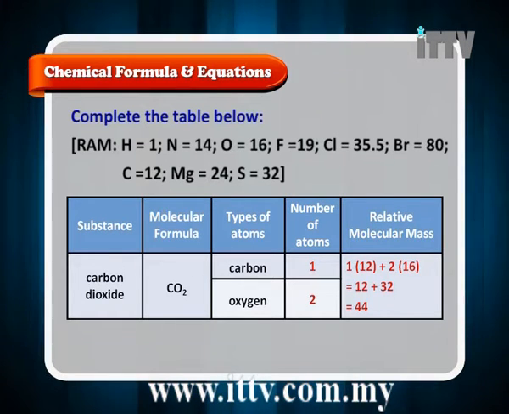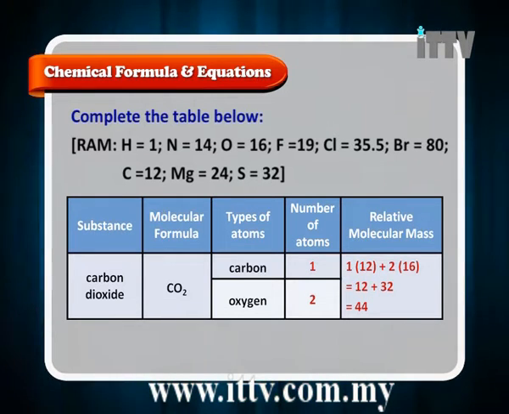Carbon dioxide. You have 1 carbon, which is 12. 1 times 12. You have 2 oxygen, so 2 times 16. Add the 2 numbers up. 12 plus 32 gives you 44.